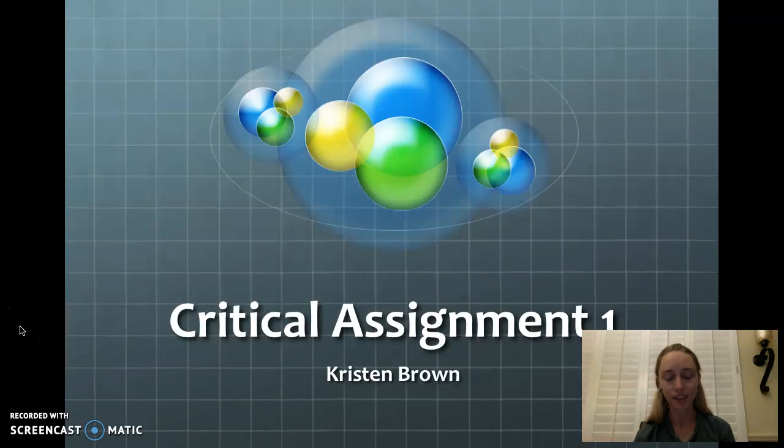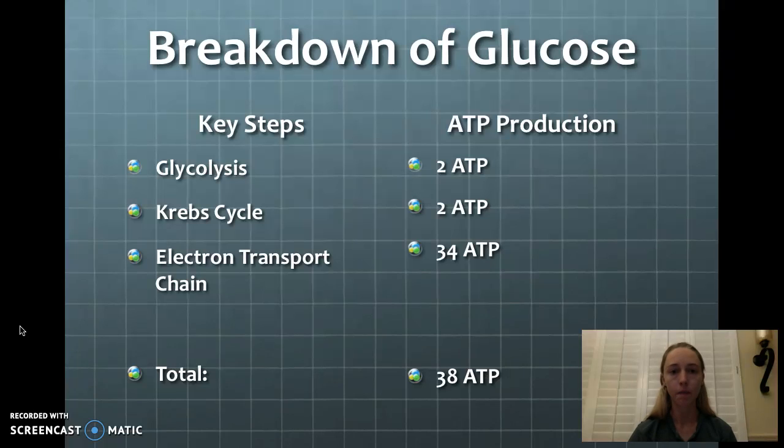Hi, I'm Kristen, and today we're going to be discussing the breakdown of one molecule of glucose and one molecule of palmitic acid, and how many ATP both of those yield. We're going to start off with the breakdown of glucose.